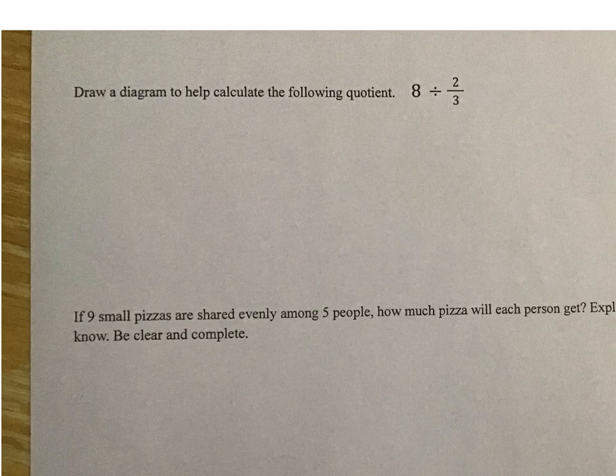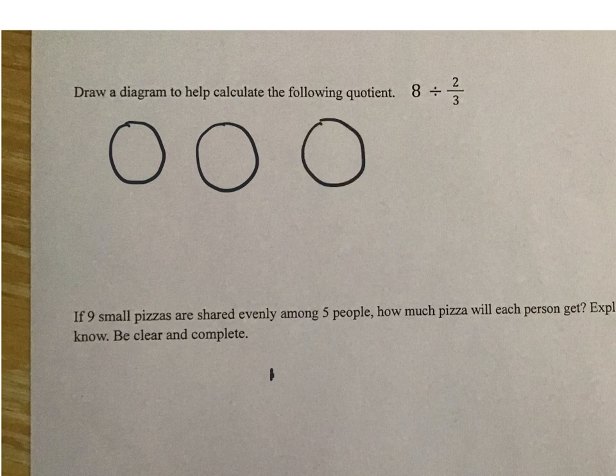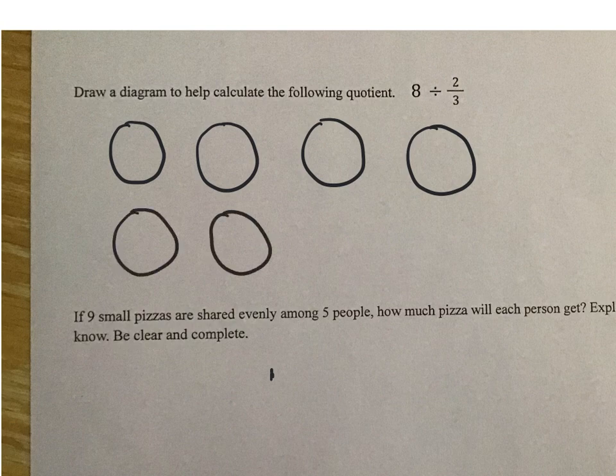Okay, now we're down where we're going to have to start drawing some pictures. So it says, draw a diagram to help calculate the following quotient. So 8 divided by 2/3. So we want to draw 8. And we can do circles if you want. You can do squares or rectangles. I'm going to do circles because I can draw thirds pretty easily in circles.